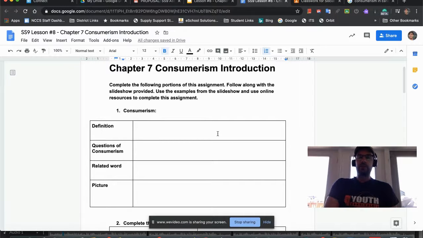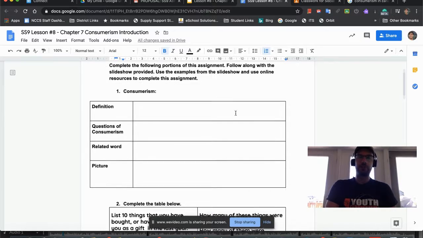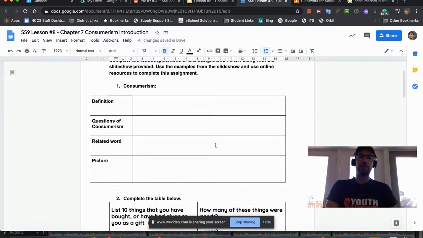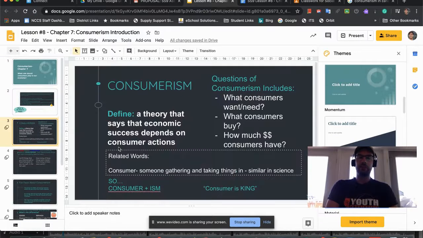The first part has some definitions, so it's tying back into vocab that we've done in previous chapters, just that format. You have a definition, and then it says questions of consumerism. That's specifically right in here on slide number 3. It has questions right there, so match up with what you find here.